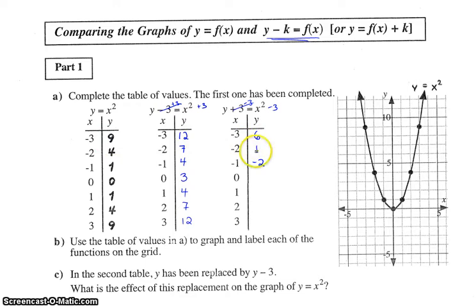Let's compare to the first table. 9 went to 6, 4 to 1, 1 to negative 2. Looks like it's all minus 3 from the original. So that would make each of these those values there. And there we go. Okay, use the table of values in A to graph and label each of the functions on the grid. So this is where you're going to pause the video and I am going to graph the first table in blue on this grid, and then I'll do the second one in red.